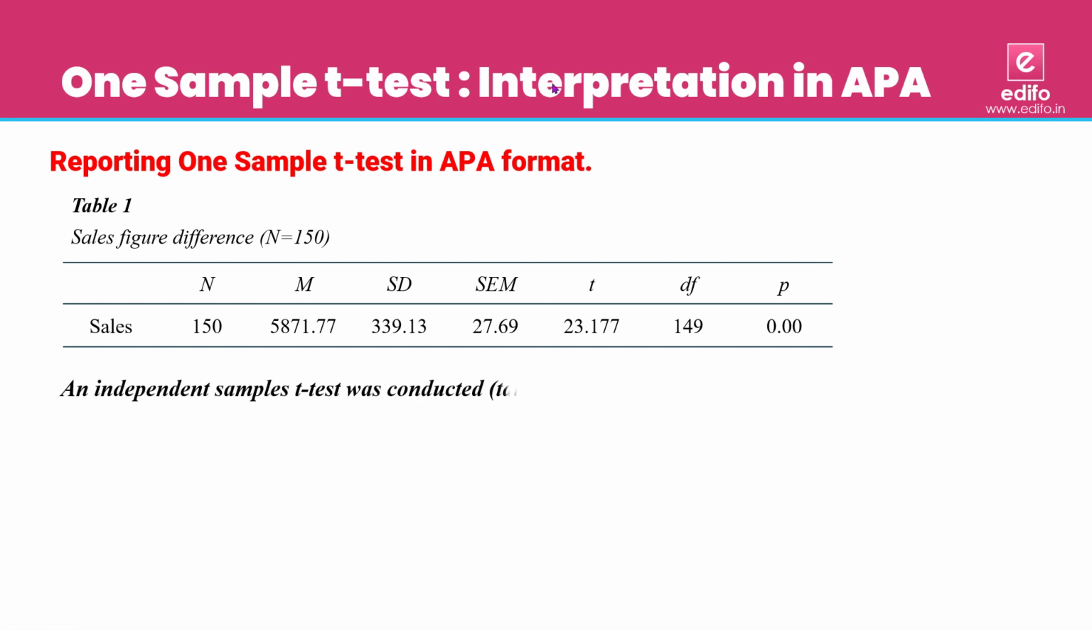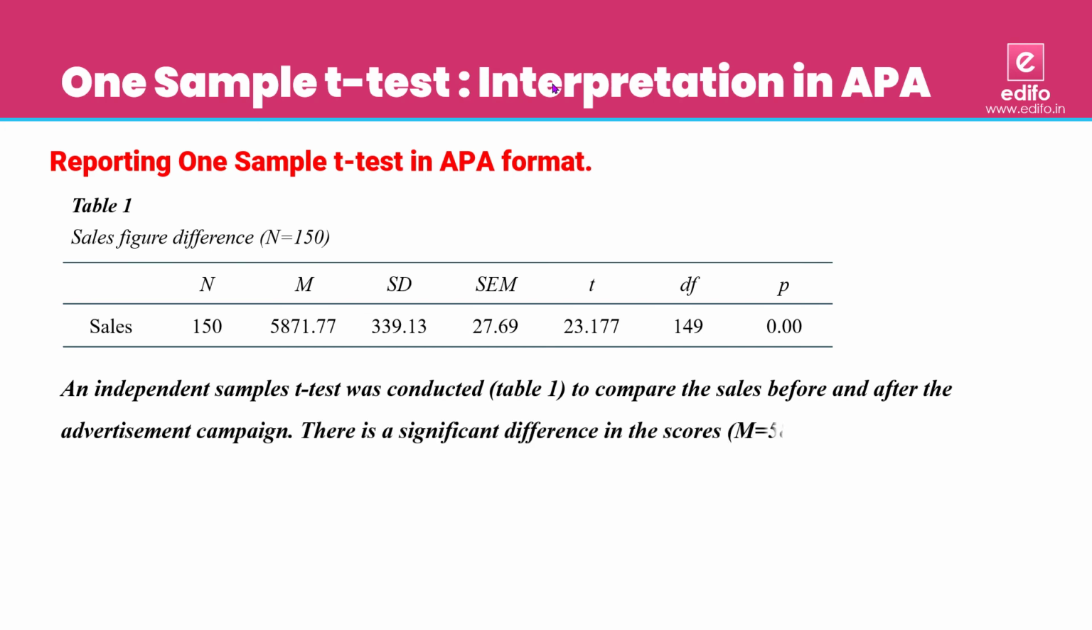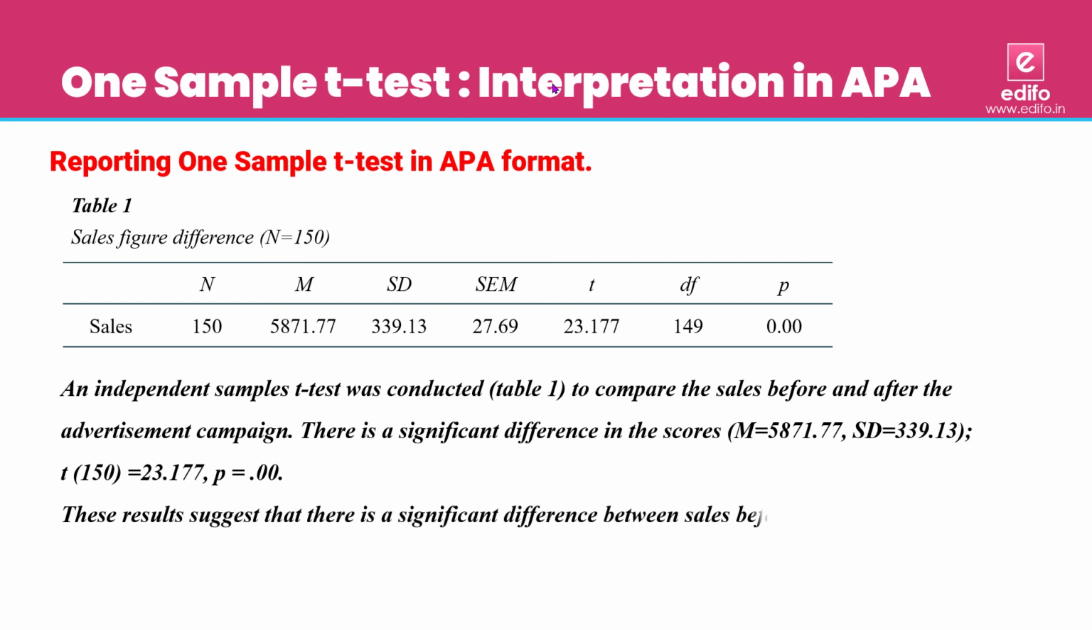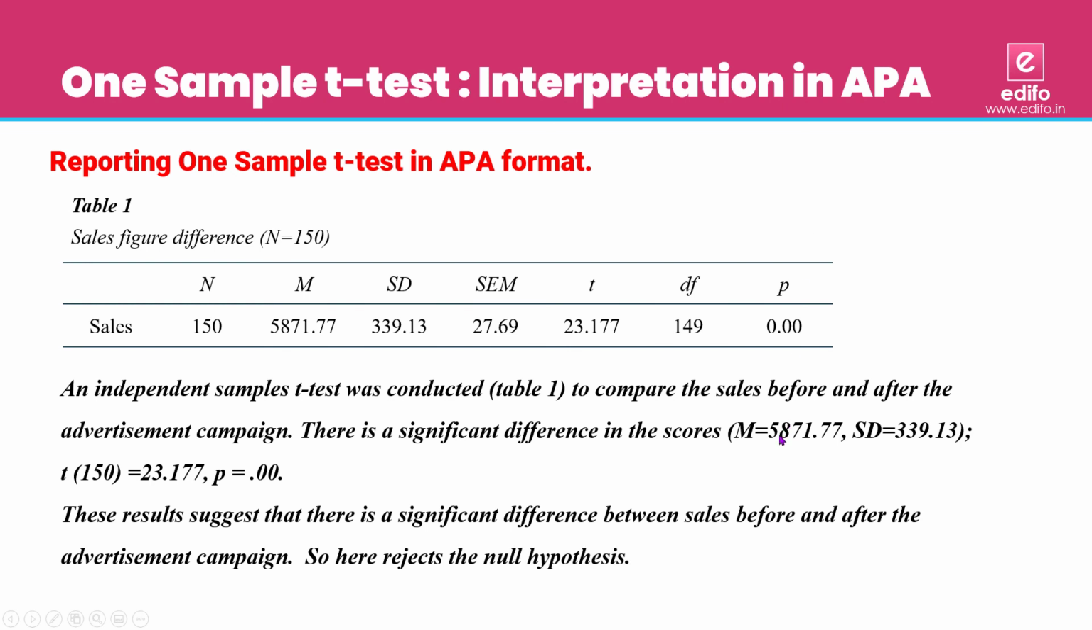An independent sample t-test was conducted within bracket table 1 to compare the sales before and after the advertisement campaign. There is a significant difference in the scores. Within bracket, we have to specify some statistical figures. The first thing is the mean value. You have to put this mean value like capital M equal to 5871.77. That is this value. Okay. Then you have to specify the standard deviation 339.13. This is the standard deviation, and close the bracket.